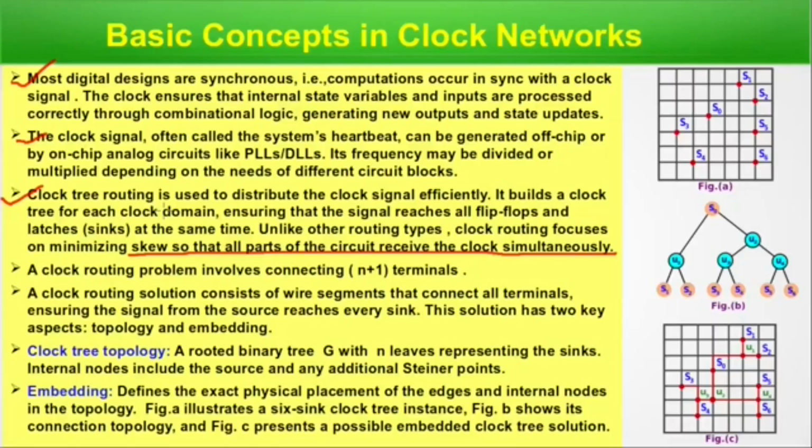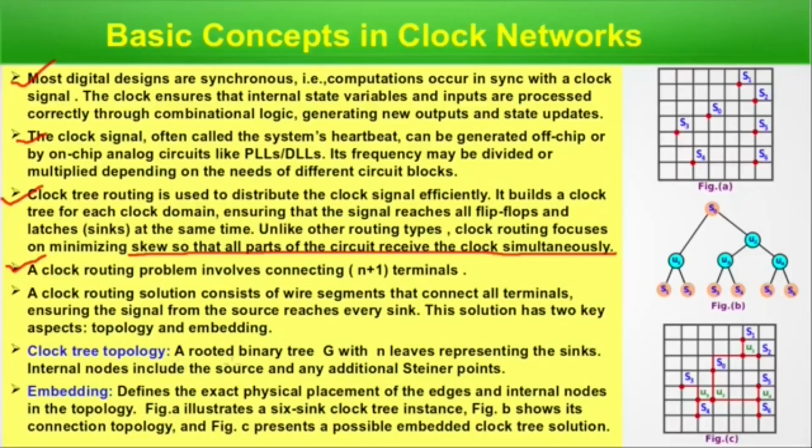Now, a clock routing problem involves connecting n+1 terminals. A clock routing solution consists of wire segments that connect all terminals, ensuring the signal from the source reaches every sink. This solution has two key aspects. One is topology and another one is embedding.